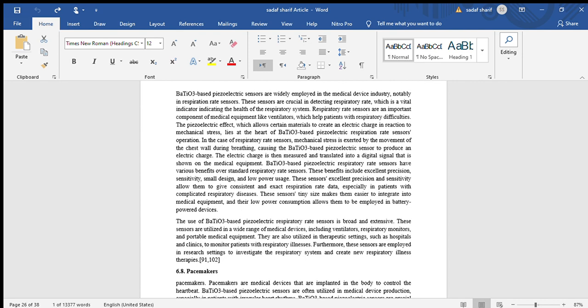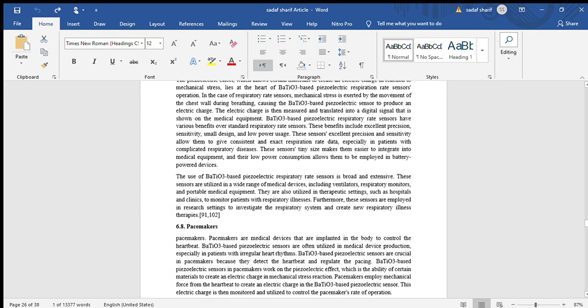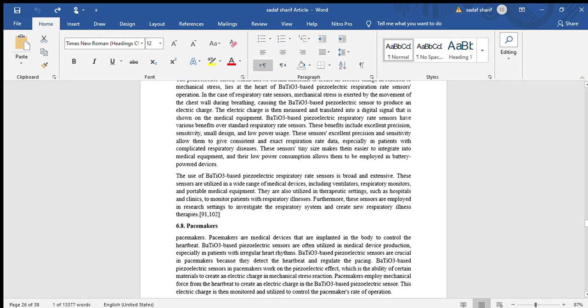Barium titanate based piezoelectric respiratory rate sensors have various benefits over standard respiratory sensors. These benefits include excellent precision, sensitivity, small design, and lower power usage. Their excellent precision and sensitivity allow them to give consistent and exact respiration rate data, especially in patients with complicated respiratory diseases. The sensors' tiny size makes them easy to use, and their lower power consumption allows them to be employed in battery powered devices.